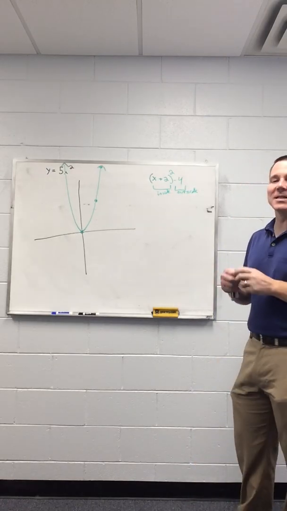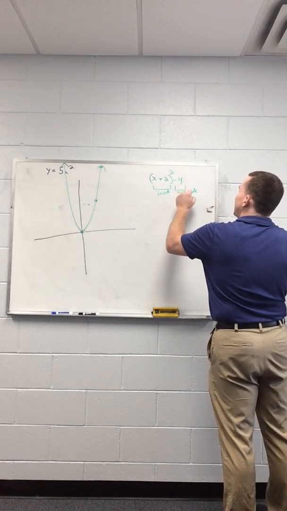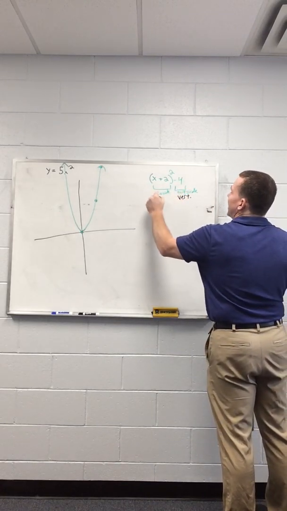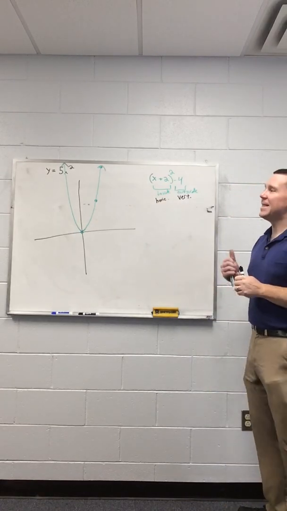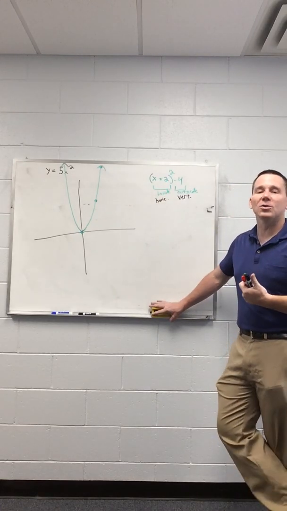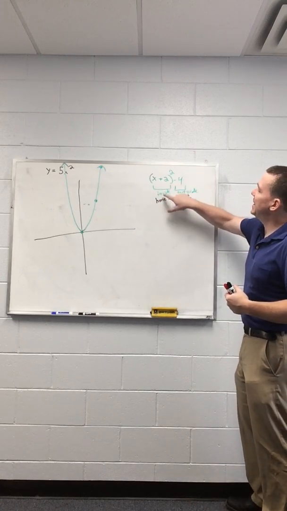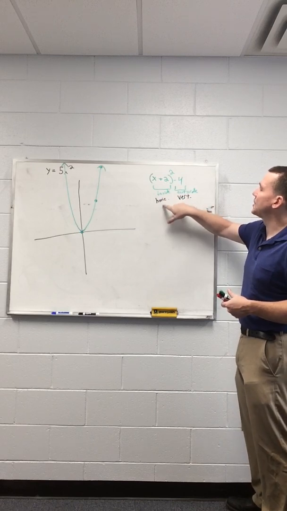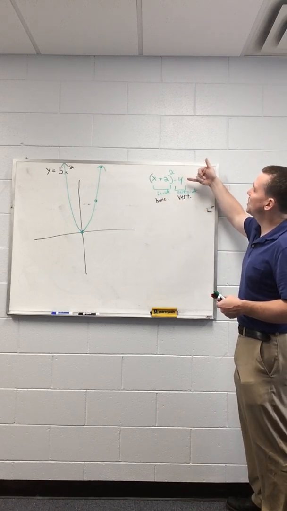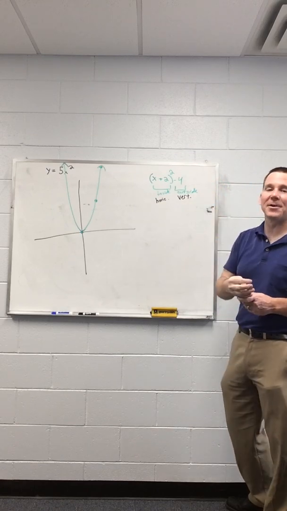And the way it works is, this affected me vertically. It shifted vertically. This affected me horizontally. And that trick holds for all transformations. If I do something inside of my function, it will affect my function, my graph, horizontally. If I do something outside of my function, it will affect my graph vertically.